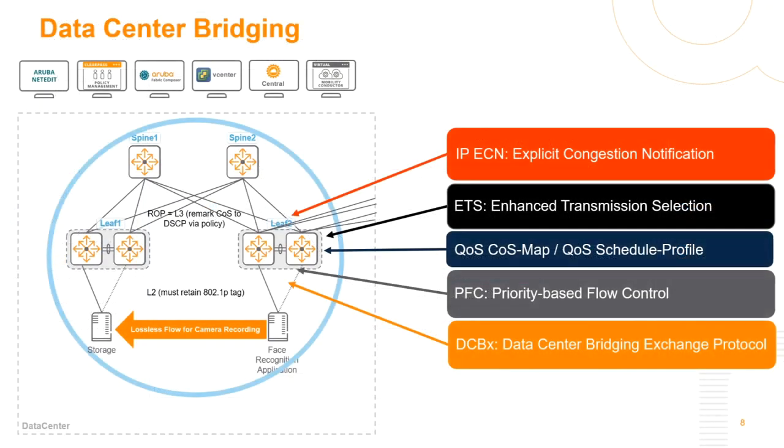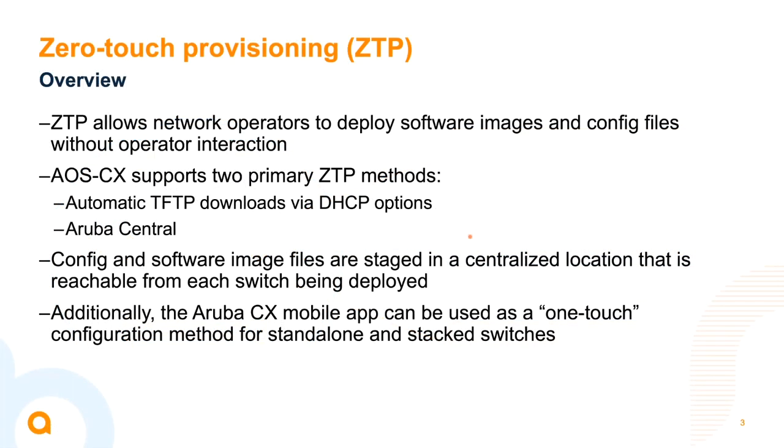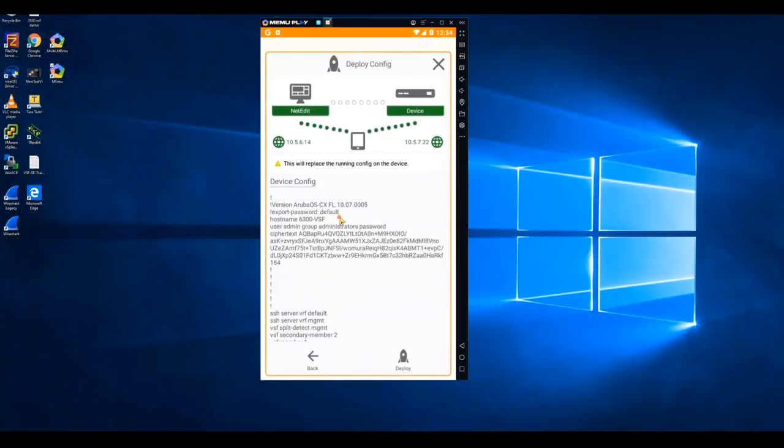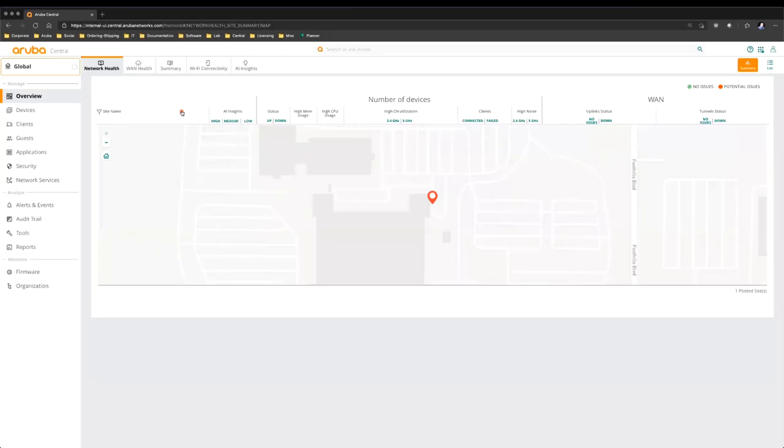We've learned about data center bridging and how that can help with Aruba data center switches. We've learned about infrastructure deployment using DHCP or the CX mobile app. Next, Matt and Ruben are going to continue with us during this episode to tell us more about provisioning switches with Aruba Central and some of the new capabilities for AOS CX within Aruba Central.